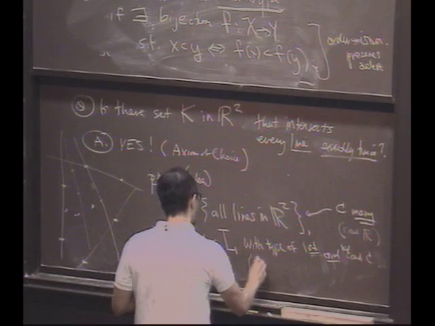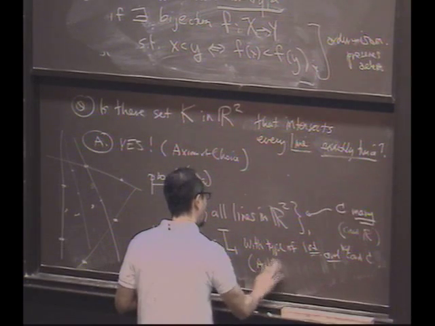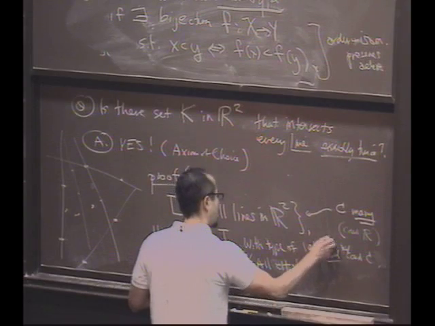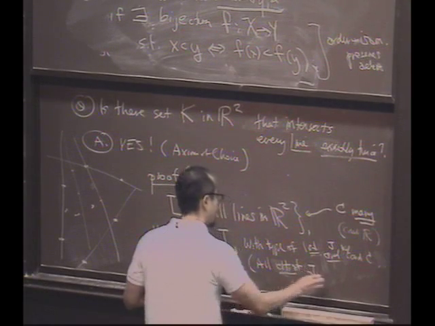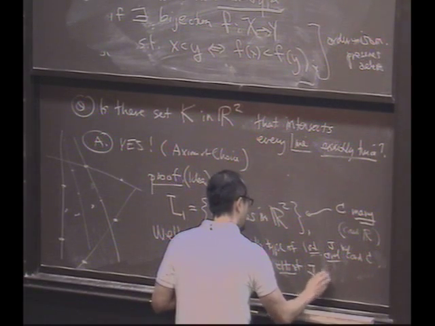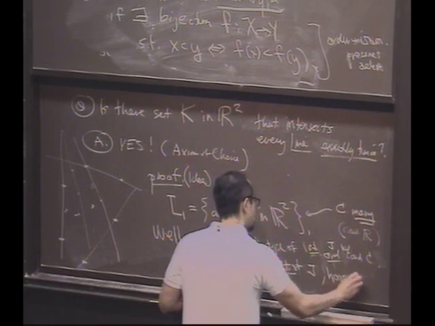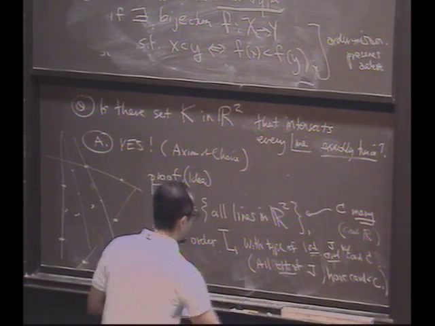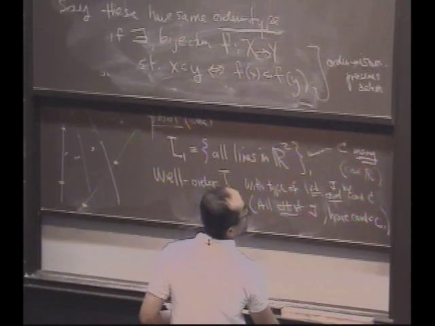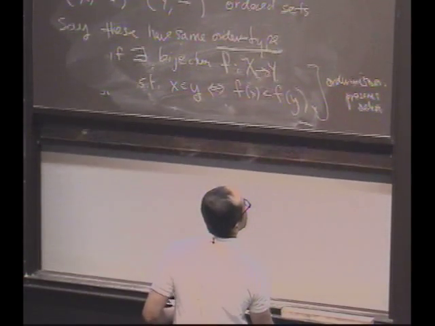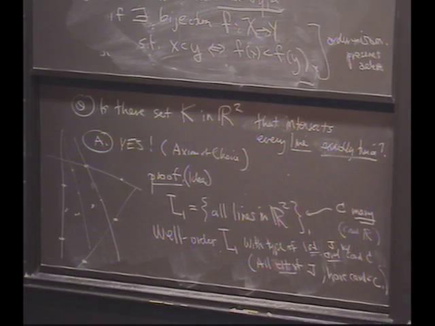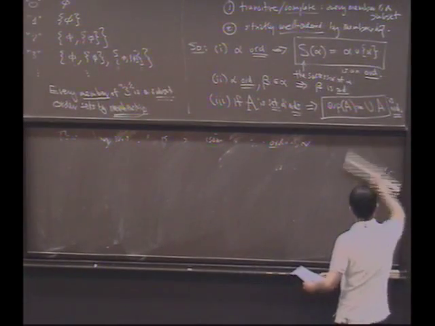So the important thing is all before it, all elements of this ordinal, let's call it J, all elements of J have cardinality less than C. That's the important point. We're going to use this in a very crucial way. Actually, I'm going to save my time from erasing and just do that here. Okay, that's the first step.